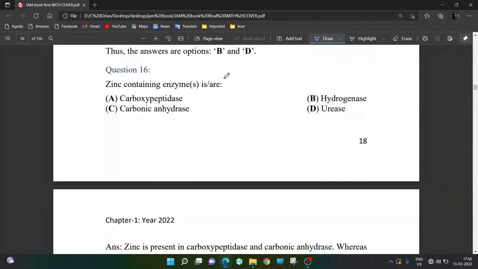Hello everyone, welcome to the last set of 5 organic questions from the JAM 2022. So let's start solving with the first question.